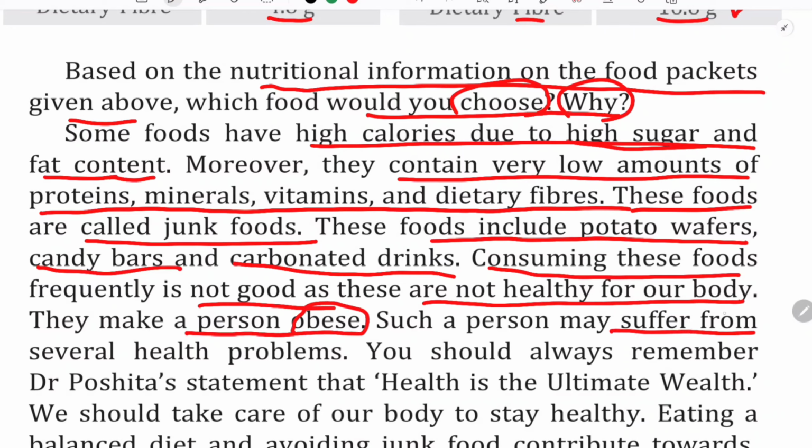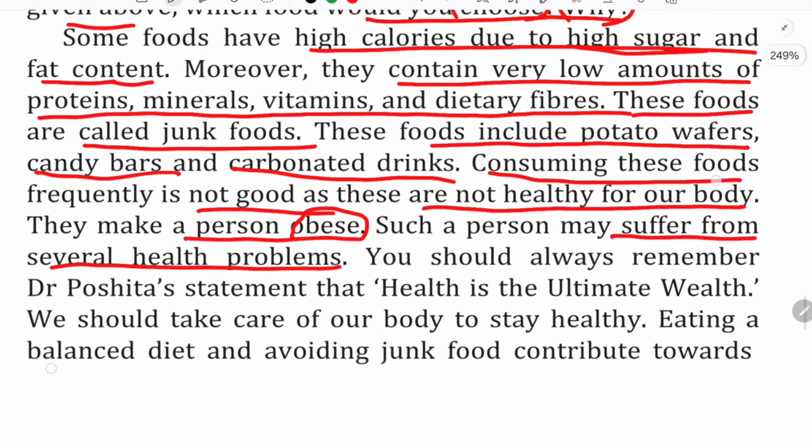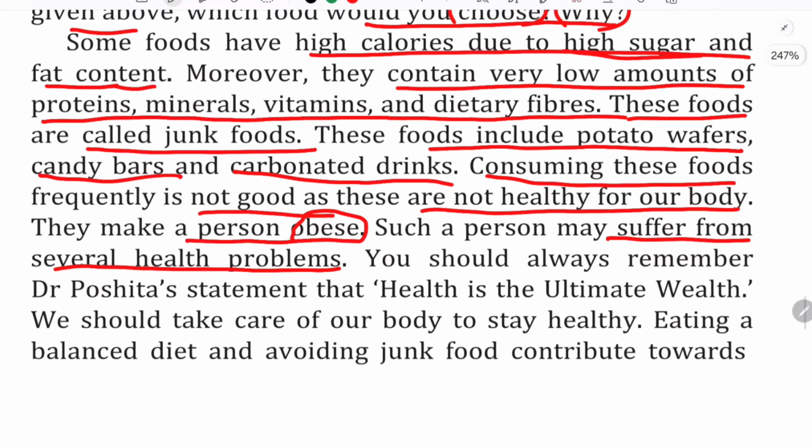And such a person may again suffer from several health problems. You will be facing several health problems at a very young age. For example, diabetes is a very common disease which people are suffering from at a very low age these days, isn't it? So we should be taking only healthy food in order to keep our body healthy, okay?